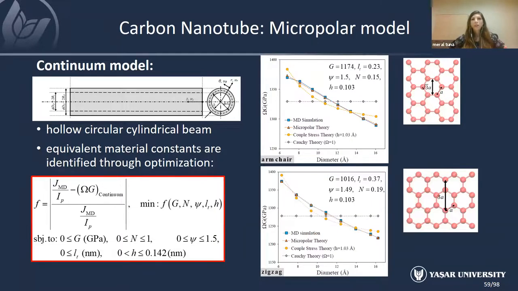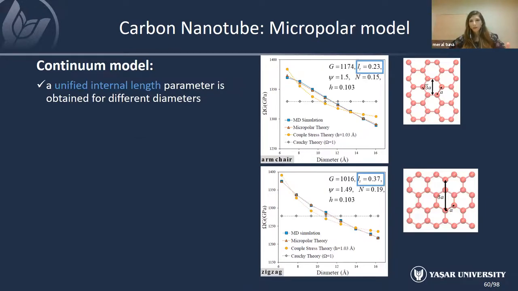Here, the variation of apparent shear modulus with these parameters is plotted. It is very clear that there is a perfect agreement between MD simulations and the micropolar model. Moreover, to be more specific, a unified internal length parameter is obtained, which is independent of the diameter and of the length of the structure. So we obtain a unified internal length parameter for each class. This internal length parameter is found to be relevant to the underlying hexagonal lattice structure, so it has a physical interpretation.